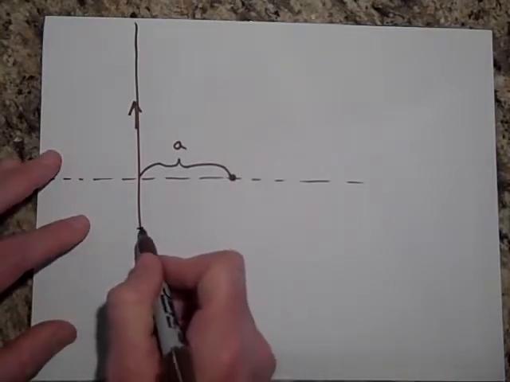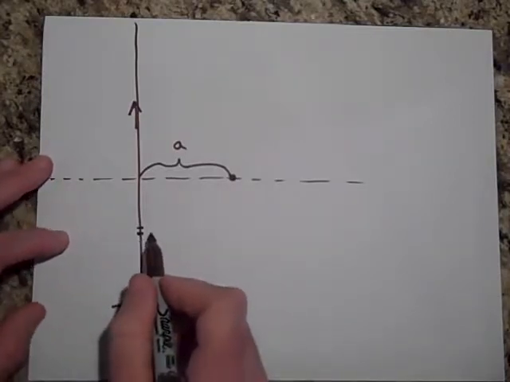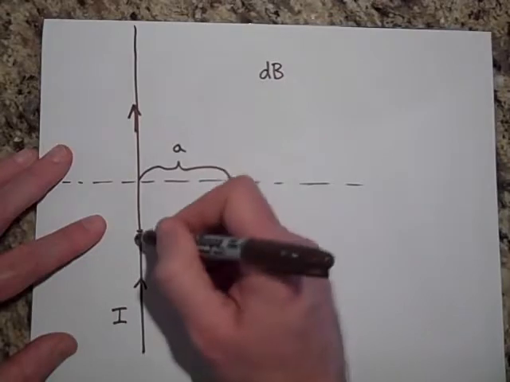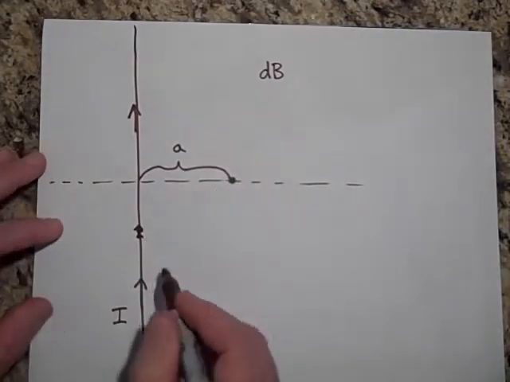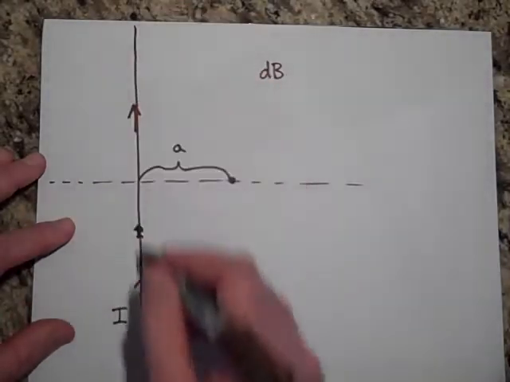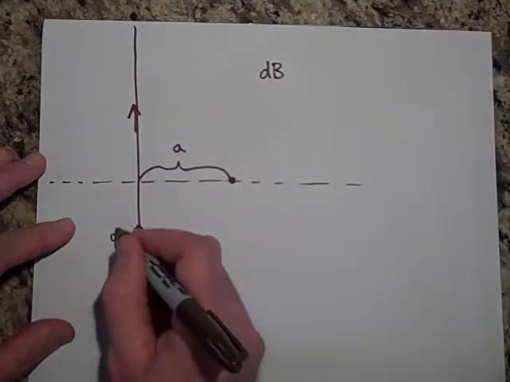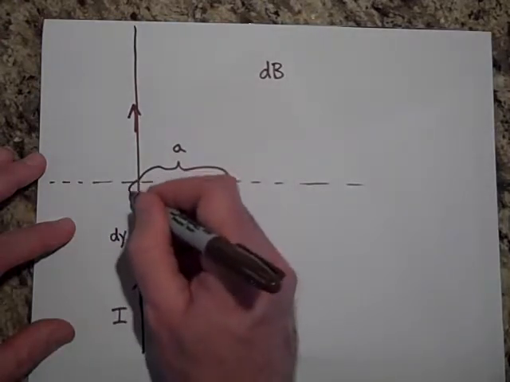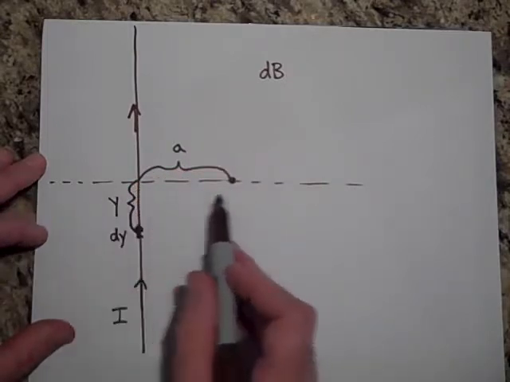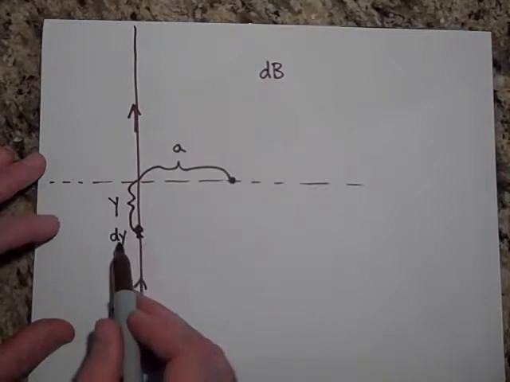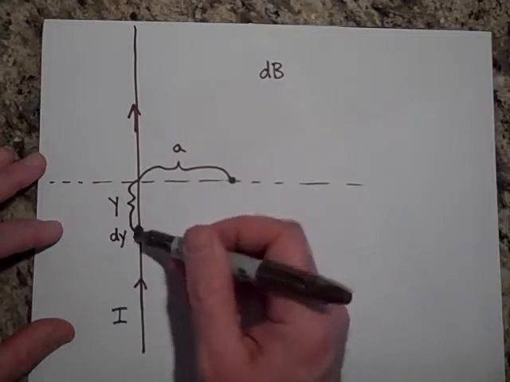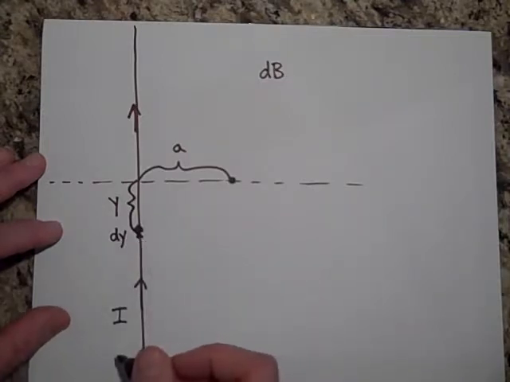So I'm going to make a little dl, and I'm going to find the field due to that little dl. That's a little arrow I drew there. I know I call it dl, but because I'm in the y direction, how about I call that dy? And this is down here a distance of y from the origin, and the thickness, or the height, of this little bit of wire is dy.